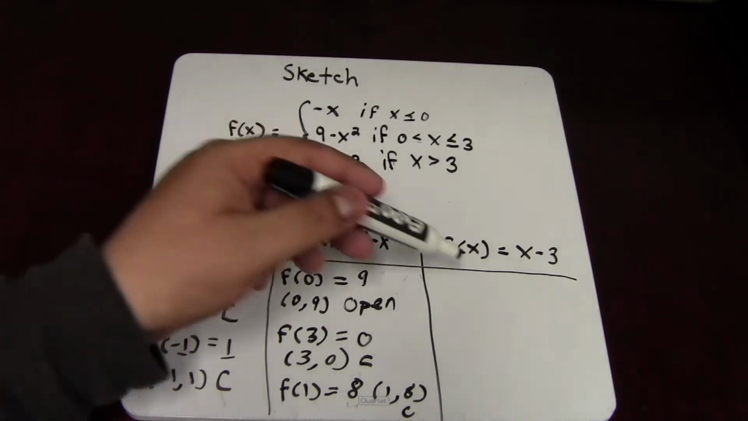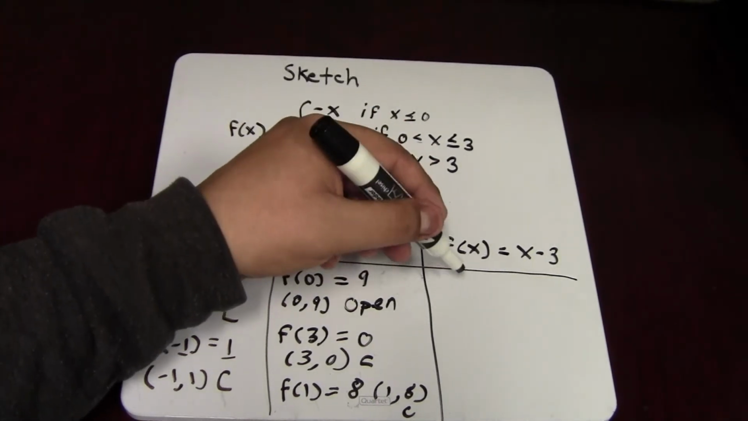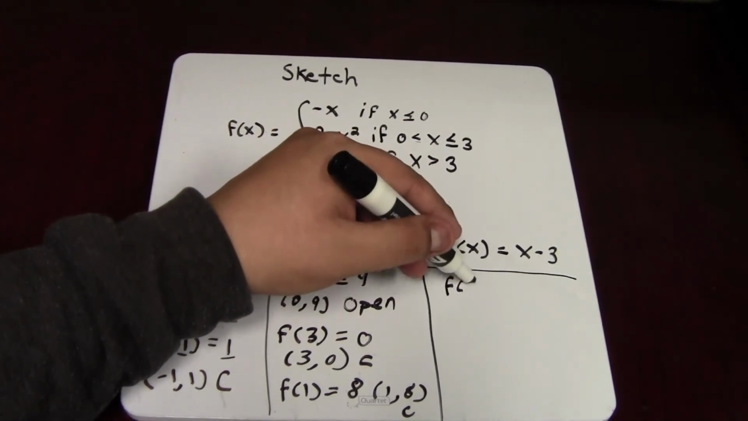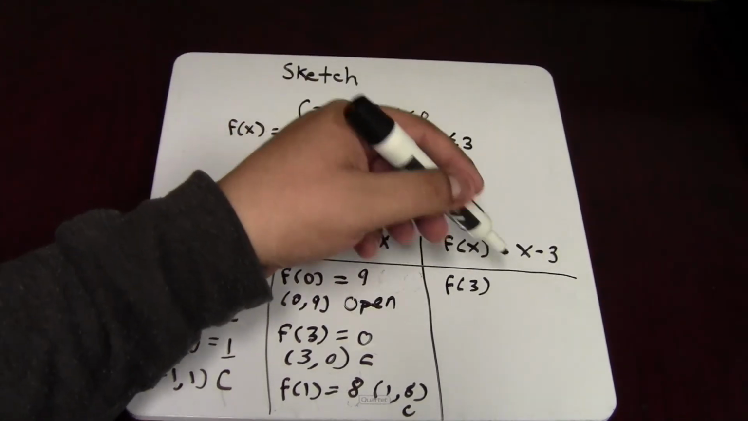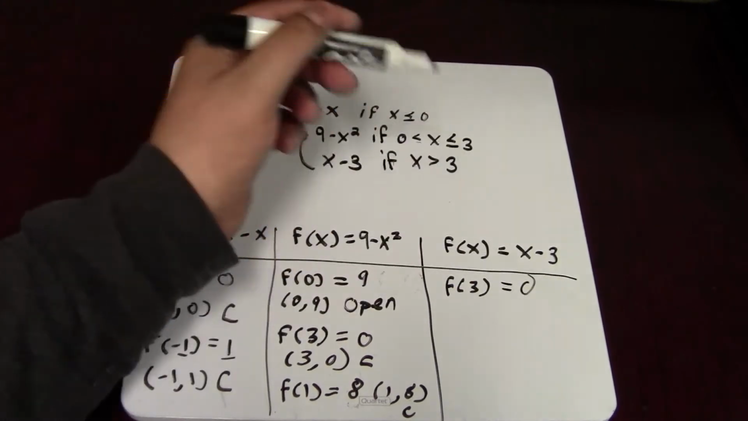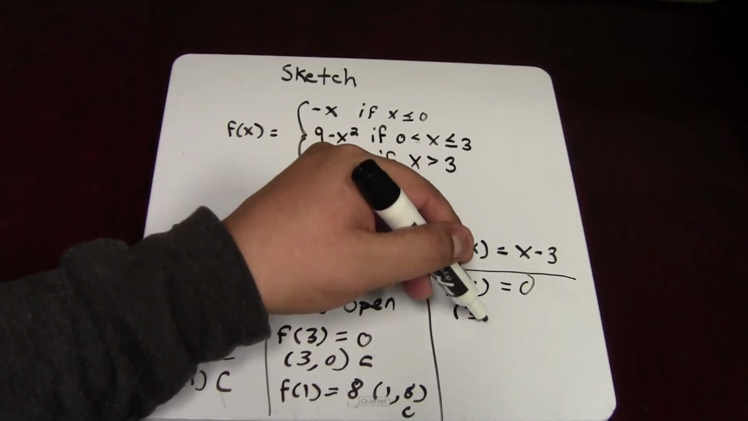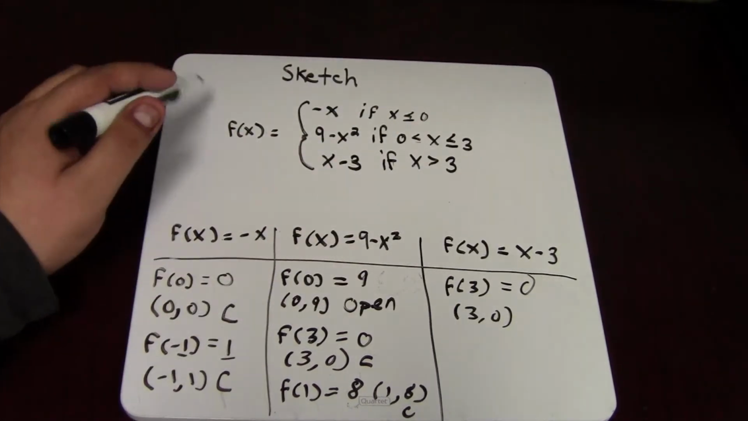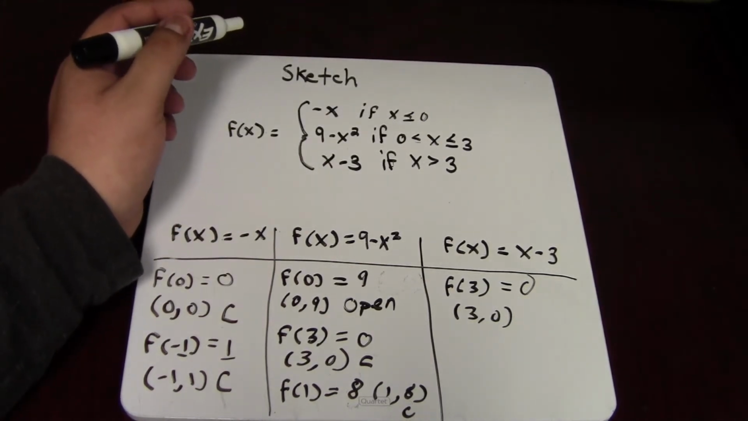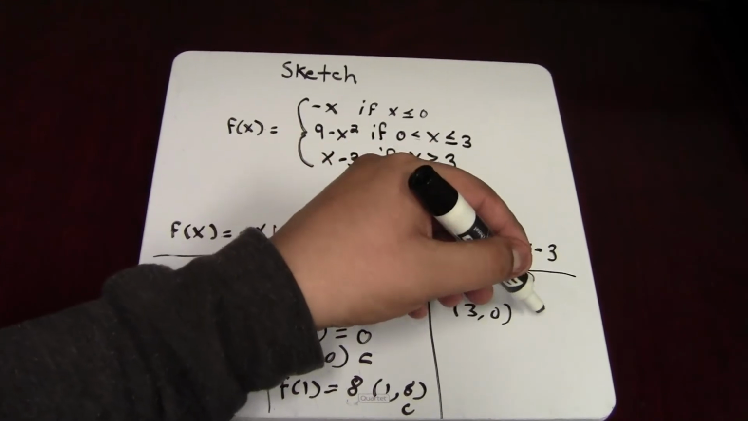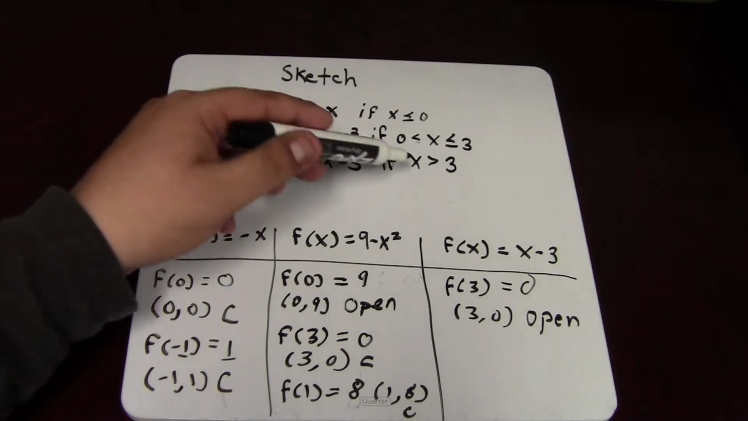So let's check this function out. Again, we're going to start at this endpoint of 3. If I plug 3 into this, I get 3 minus 3, and that's just 0. Okay, so I get this point 3 comma 0. Checking the domain of this piece, it does not include 3. We have to plug the endpoint in, but it does not include 3, which means this point is open for this piece. It does not include 3.